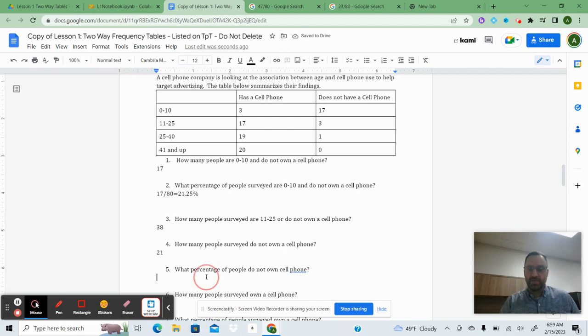What percentage of people do not own a cell phone? So that's 21 out of 80. And then I just change that to a percent by dividing. And then it's 0.21, so you slide the decimal 2 spots and you get 21%.